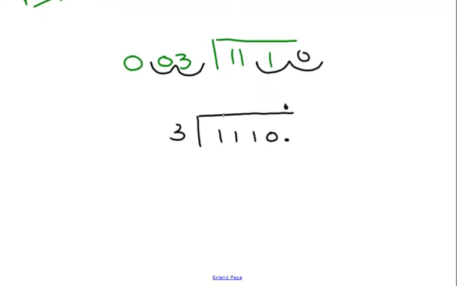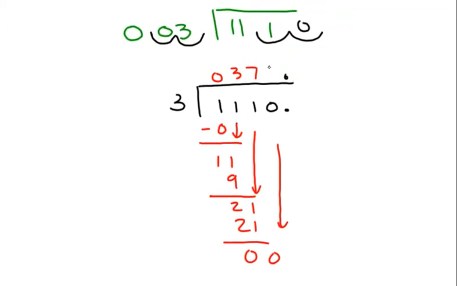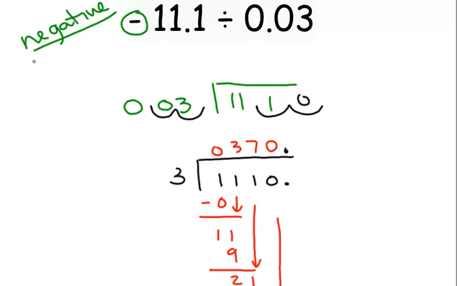All right, so 3 goes into 1 0 times. Subtract, bring it down. 3 goes into 11 3 times. Subtract, bring it down. 3 goes into 21 7 times. Subtract, bring down the 0. And 3 goes into 0 0 times. And nothing else. So my answer here, and I believe it was negative, yep. So it's going to be negative 370.